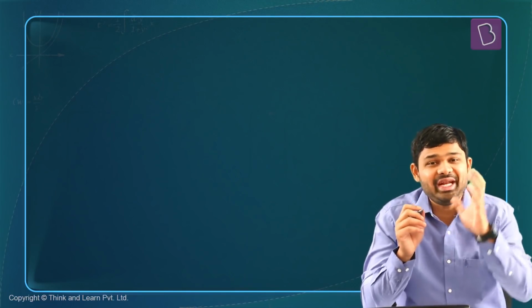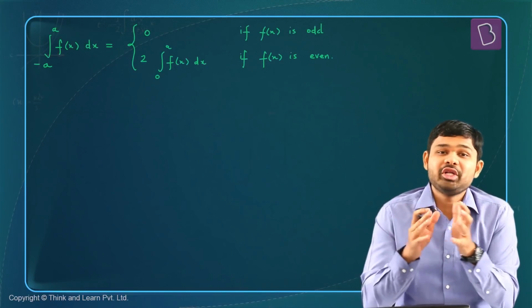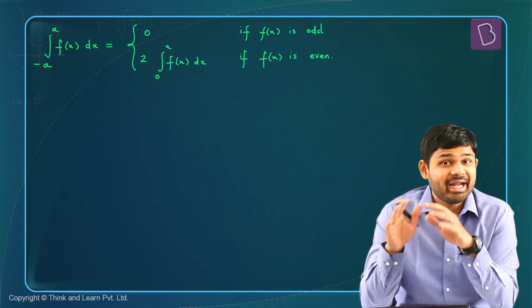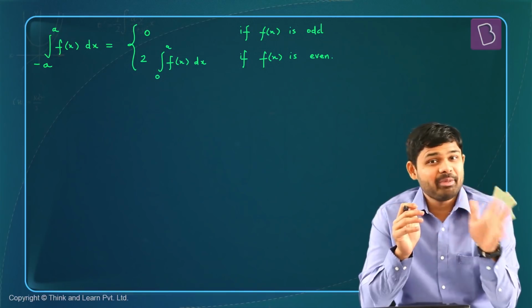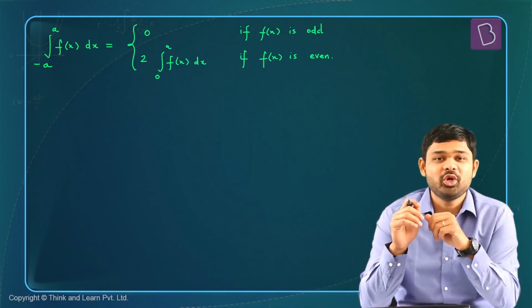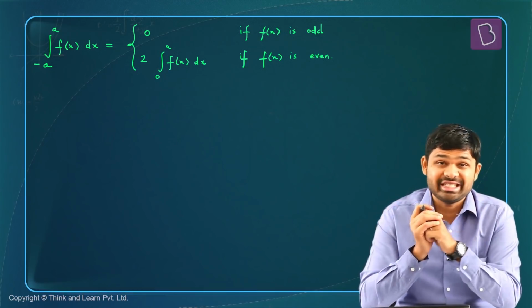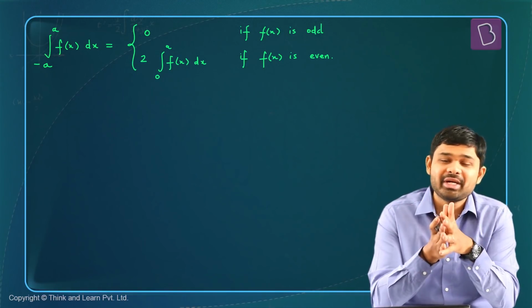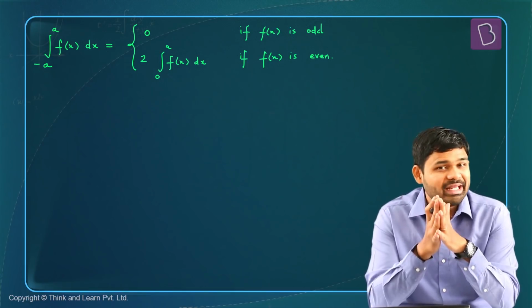Then there is this very interesting property of odd or even functions. If you have the integral from -a to a of f(x) dx, that becomes 0 if your function is odd, and it becomes 2 times the integral from 0 to a of f(x) dx if your function is even. So this is the beautiful property of a definite integral for odd and even functions.